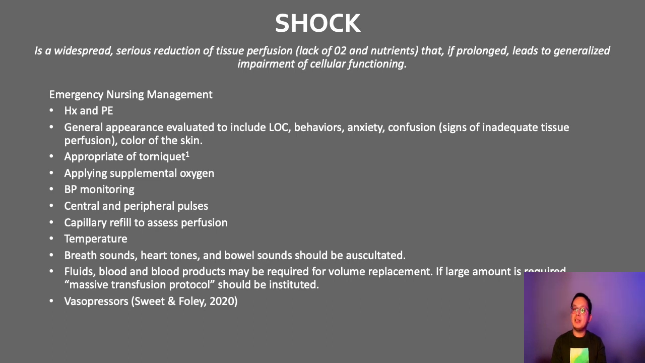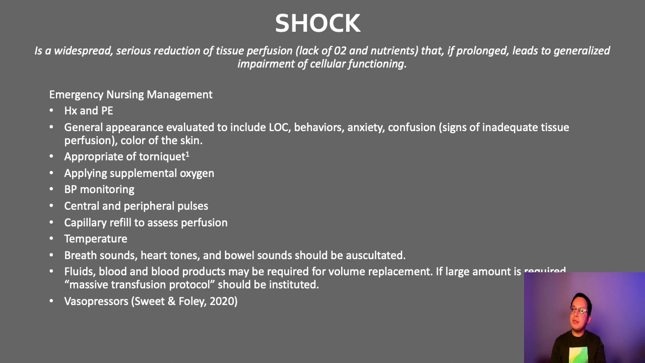Next is applying supplemental oxygen via nasal prong or non-rebreather mask. If the patient is only mildly short of breath, use nasal prong. But if the patient is really short of breath, with saturation below 90, use a non-rebreather. And BP monitoring, less than 90 is reported to the doctor. Central and peripheral pulses, no? Check the pulses, whether weak or thready. Capillary refill to assess perfusion. Temperature, breath sounds, heart tones, and bowel sounds should be auscultated.